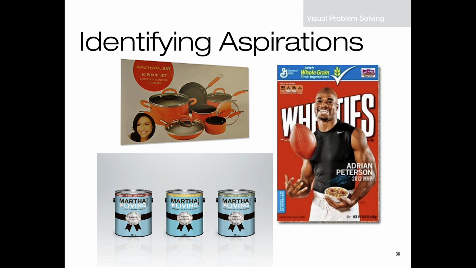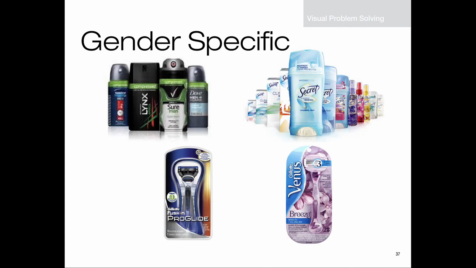If I buy these pots and pans, I'll be able to cook like Rachael Ray. If I buy this paint from Martha Stewart Living, I will have Martha Stewart's beautiful taste in furnishings and interiors. Or even in the Wheaties box here, by putting athletes on there, if I eat Wheaties, I will be a world-class athlete even if I never actually get off my couch.